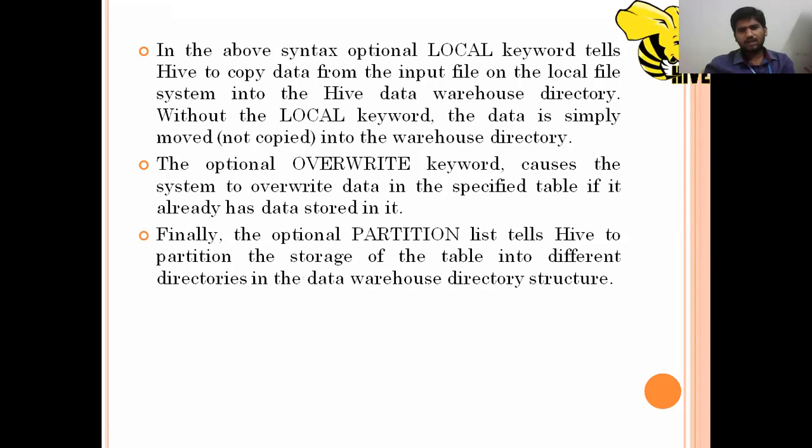Finally, the optional partition list tells Hive to store the tables in different directories in the warehouse directory structure. In the directory also, we can view in different ways, whether row wise or column wise. Once we have a partition, the particular data which we show in the table, we can see in different directories also, and we can use that for further purposes also.